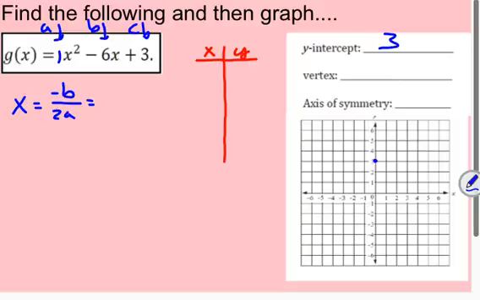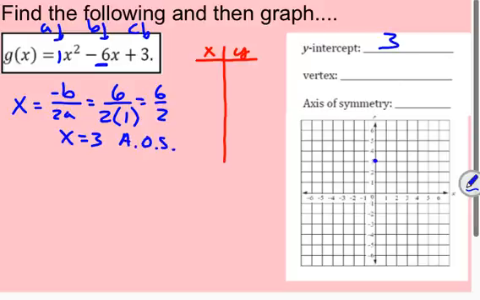So negative b, I take the opposite of whatever b is. So if b is negative 6, I'd put a positive 6 right there, all over 2 times a, and if there's nothing in front of x squared, that's just 1. So this is 6 over 2, or x equals 3. This is my, I'll call it AOS, axis of symmetry. It splits our graph of our parabola right in half.